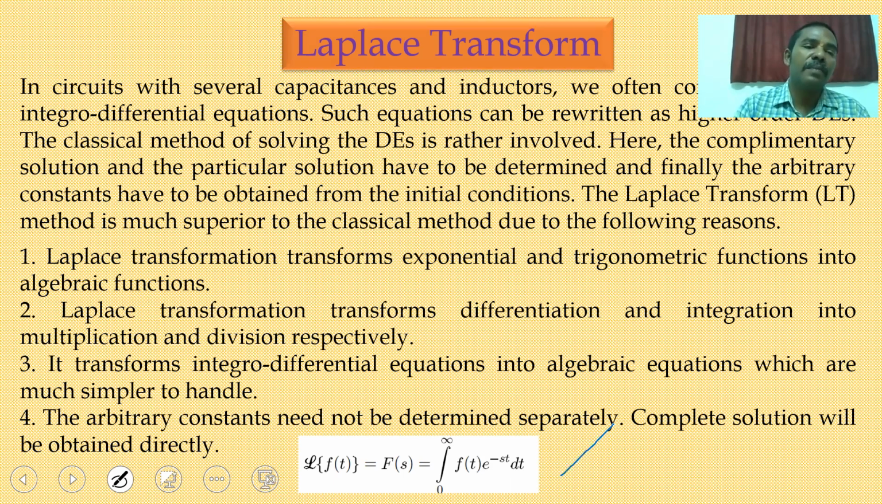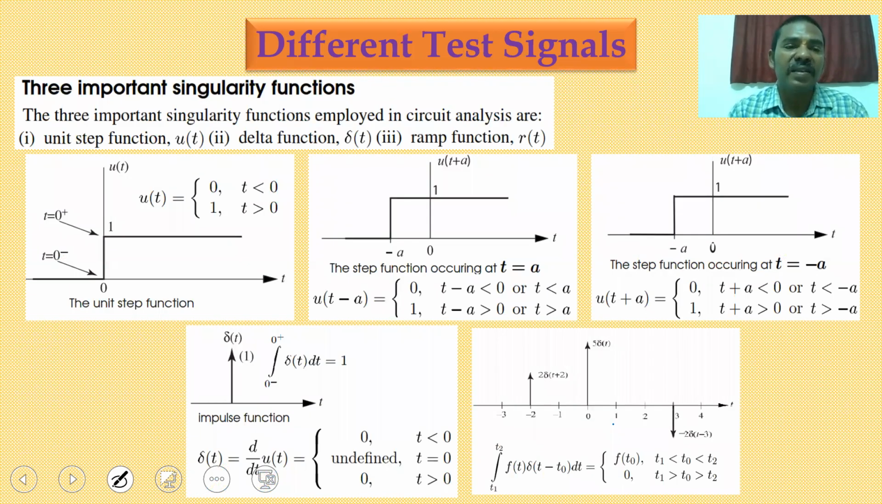Then coming to some important test signals which are used in the Laplace transform techniques or in the time domain analysis techniques for transient behaviors. The major three different test signals are the unit step response, the delta function or impulse function, and the ramp function. So these are the three different test signals.